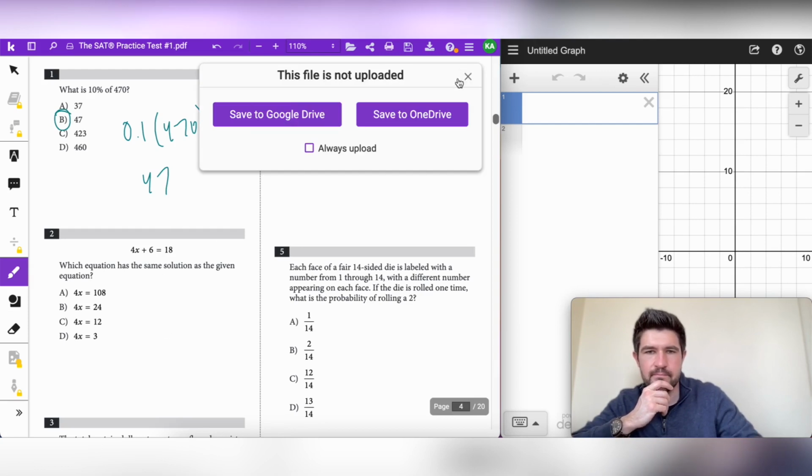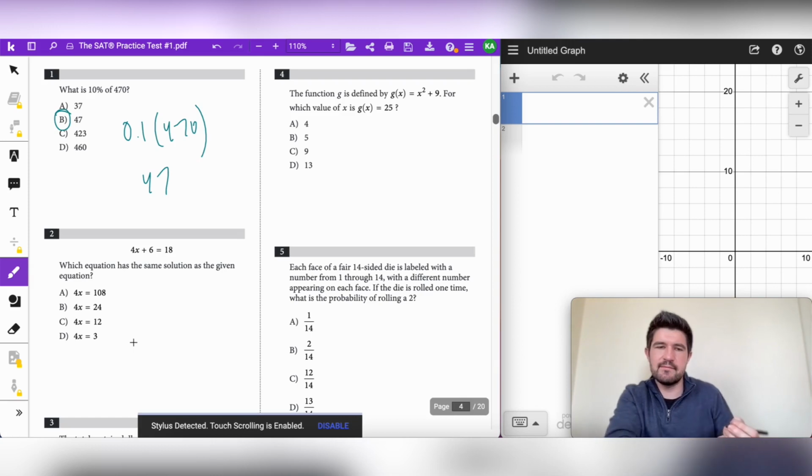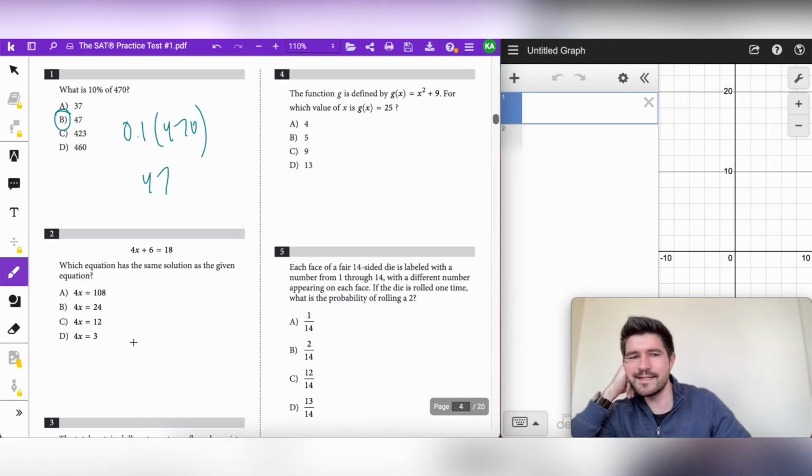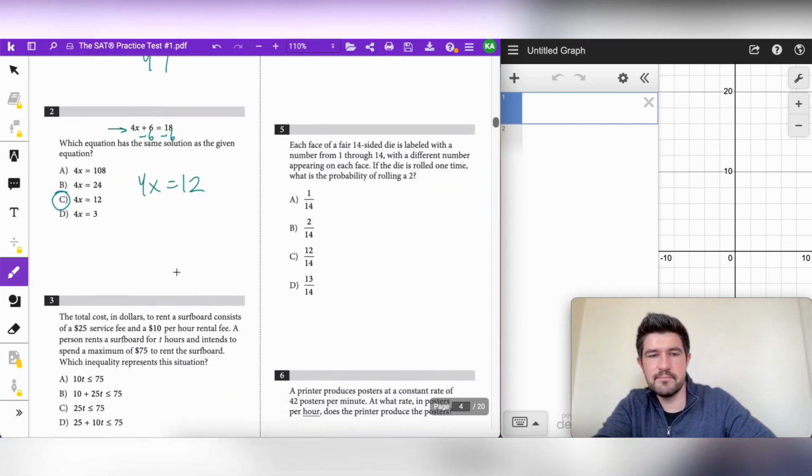Number 2, which equation has the same solution as this one that they've given us? 4x plus 6 equals 18. If we start solving this right away, we can subtract 6 from both sides, and we get 4x equals 12. Let's stop right there, because that equation is one of the answers, and those are going to have the same solution. So the solution would be 3. If you go back to the original question, plug in 3, it's going to work for that one too. So that would be the next one.